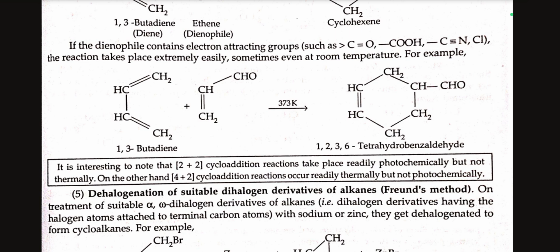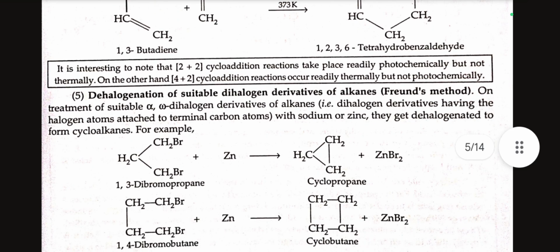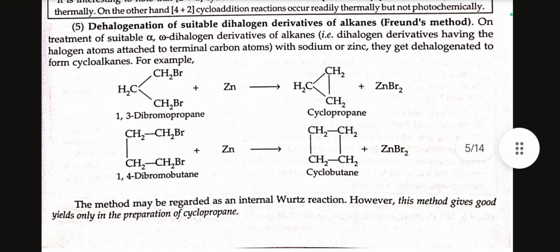tetrahydrobenzaldehyde. Dehalogenation of suitable dihalogen derivative of alkanes. Freund's method. On treatment of suitable alpha and omega dihalogen derivatives of alkane, that is dihalogen derivative having the halogen atom attached to terminal carbon atom, with sodium or zinc, they get dehalogenated to form cycloalkanes. For example, 1,3-dibromopropane plus zinc gives a cyclopropane, and 1,4-dibromobutane plus zinc gives a cyclobutane plus ZnBr2.